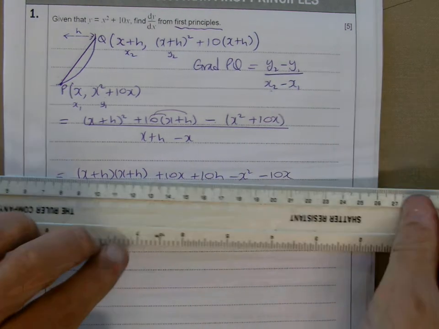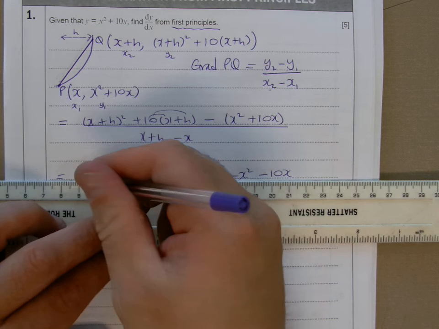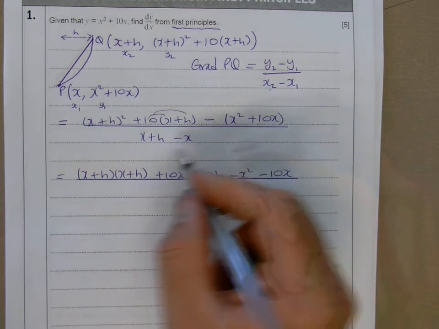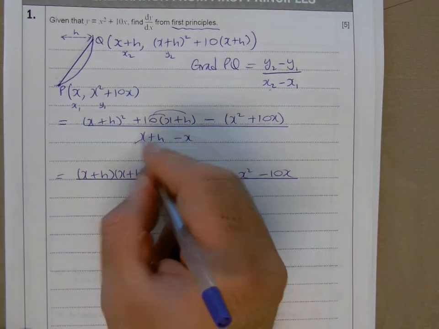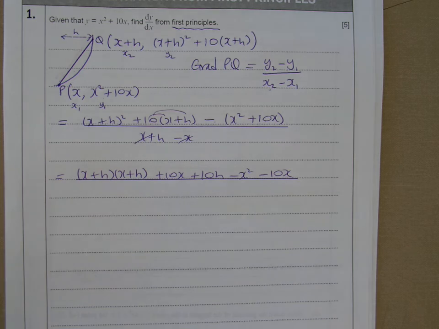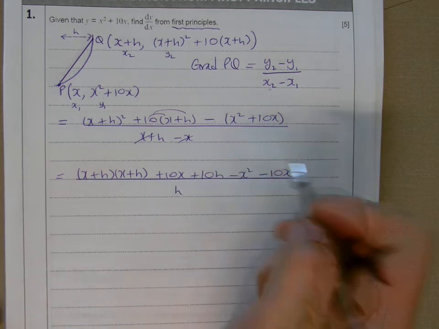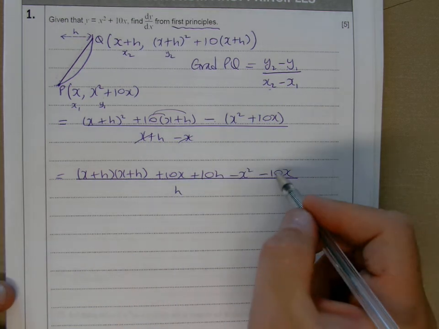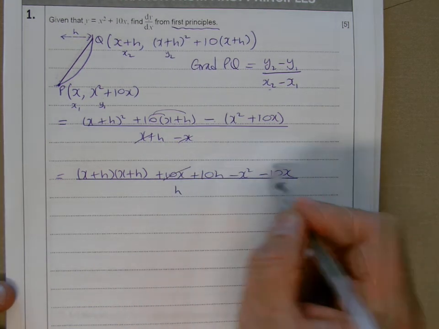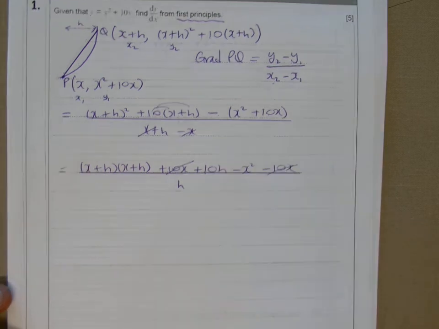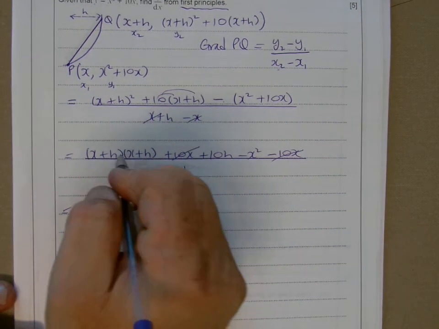And what's good then on the bottom, if you notice, always happens, those x's will cancel, won't they? That x and minus x will become 0. So you're just left with h on the bottom. The other thing as well now on the top, you'll notice 10x there cancels with a minus 10x. And what we'll do then is we'll expand this bracket here.